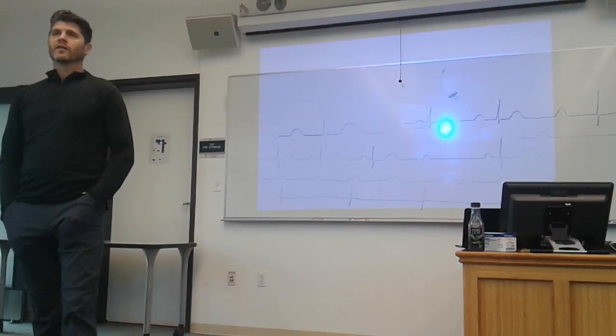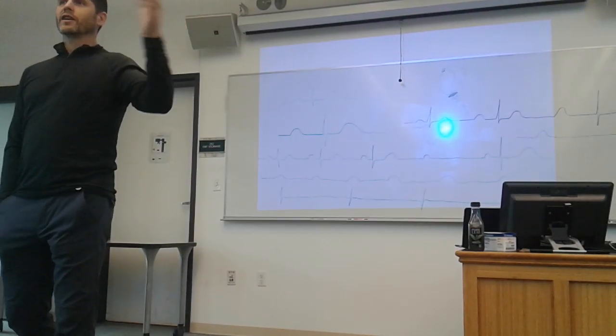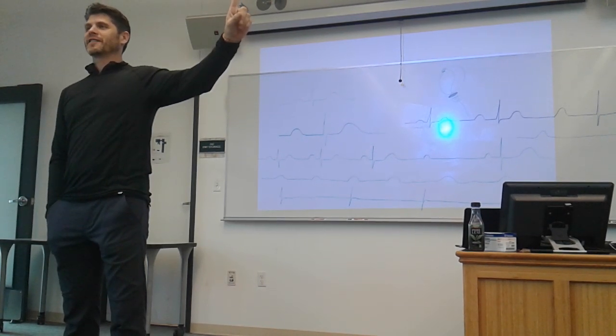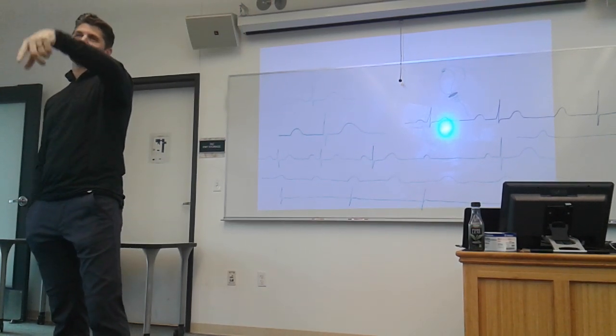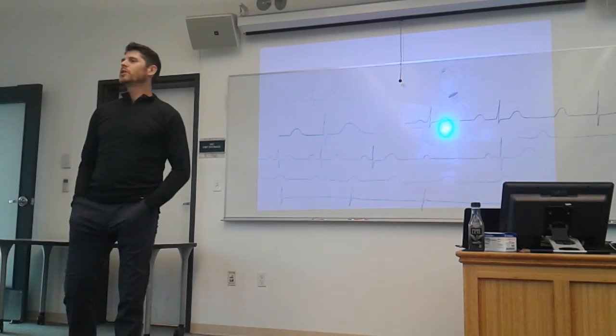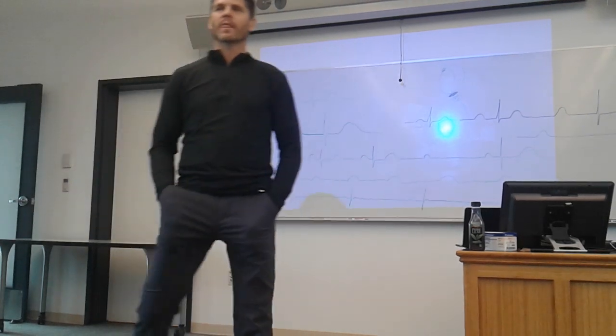Did y'all hear that? The P to P's march out, the R to R's march out, but they're twice as long because you're missing a QRS complex every other one. That make sense?